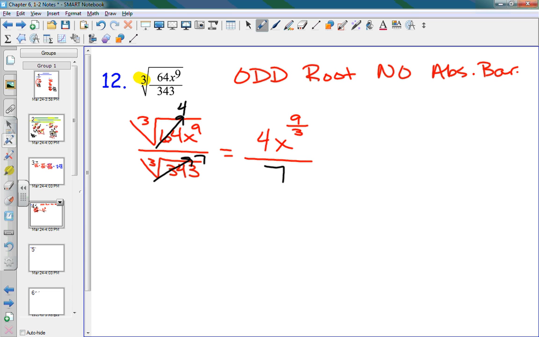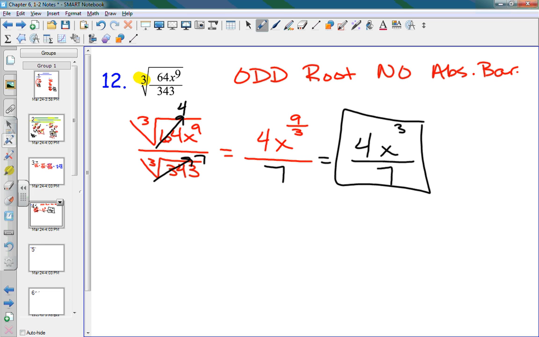So now, am I done with that problem? Now, what is 9 over 3? 3. So this is going to give me 4x to the third over 7. Do I need absolute value bars? Why? Because it was an odd root. Since it was an odd root, I'm done. Yes?